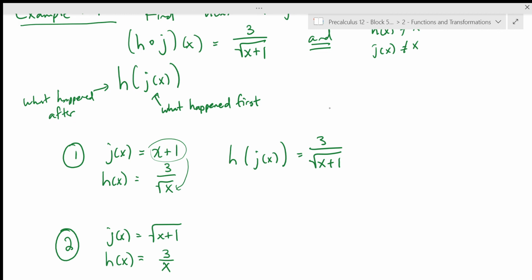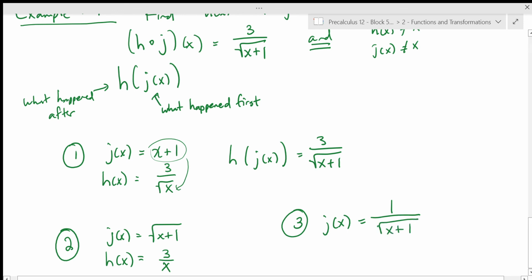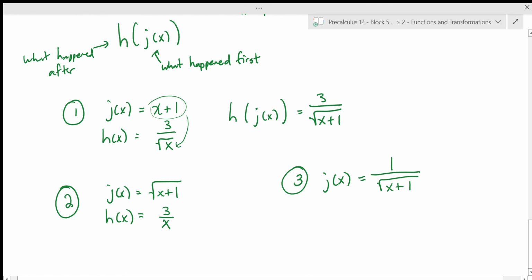Could we do something else? Well, there's almost infinite ways we could do this. We also could have done j of x equals 1 over radical x plus 1. So do the division, do the radical and stuff, and just forget about the 3. And then have the second thing we do be to multiply our answer by 3, because that would multiply the numerator and give us the 3 in the numerator that we want.